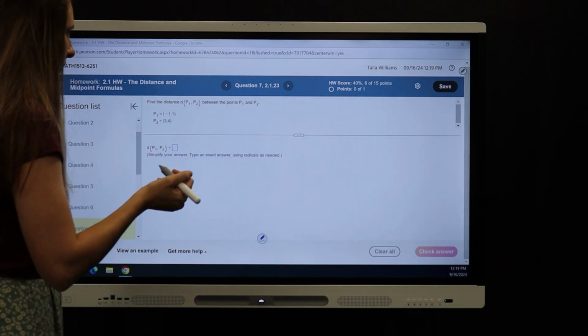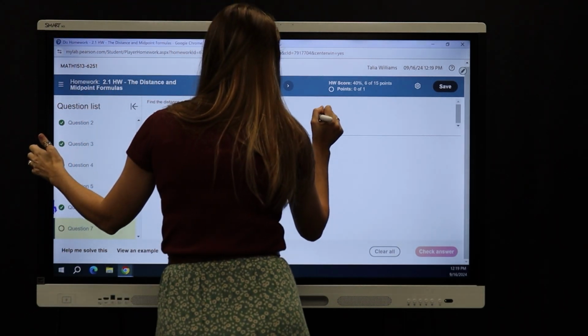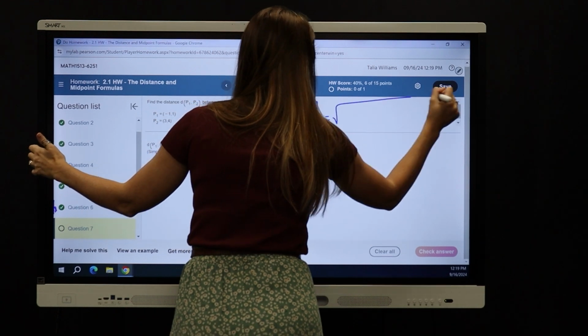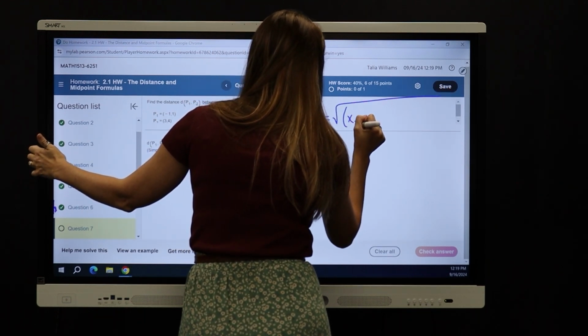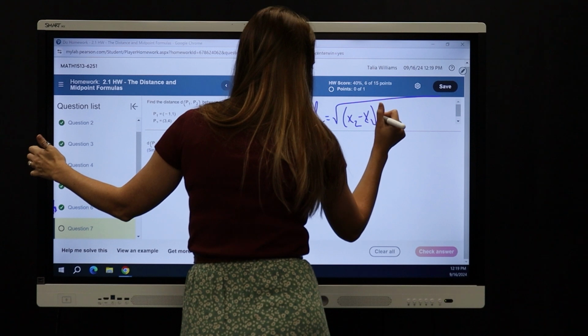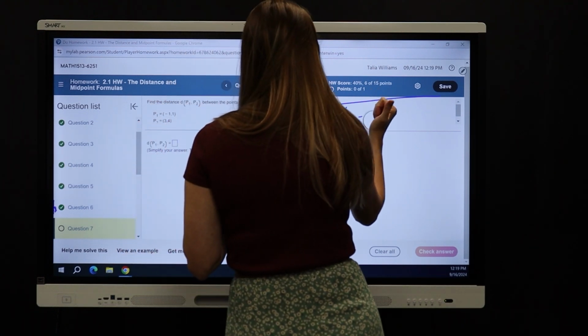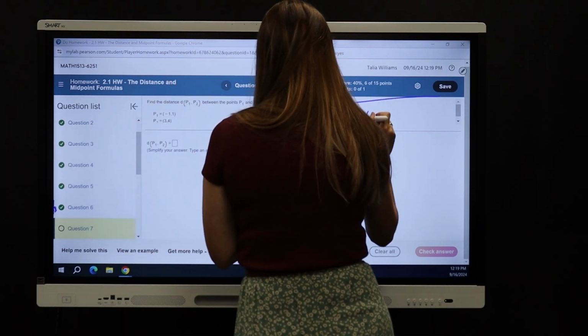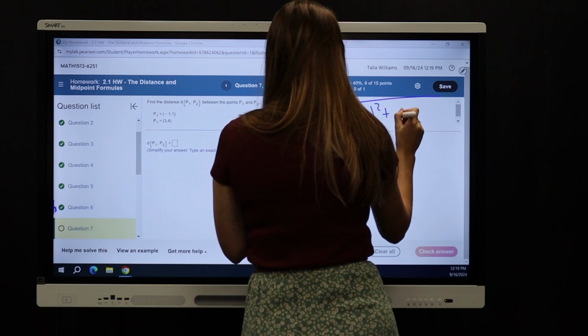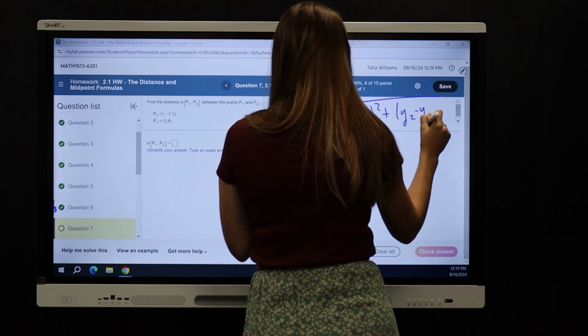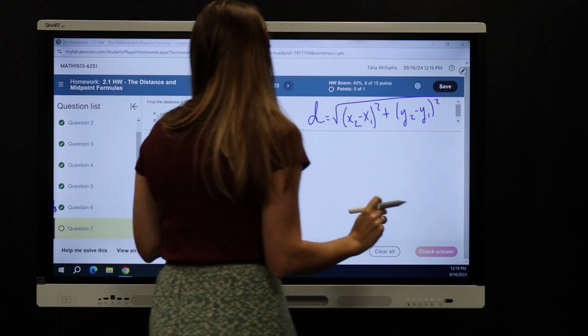All right. I'm going to write the formula right here now. Squared plus y2 minus 1 squared.